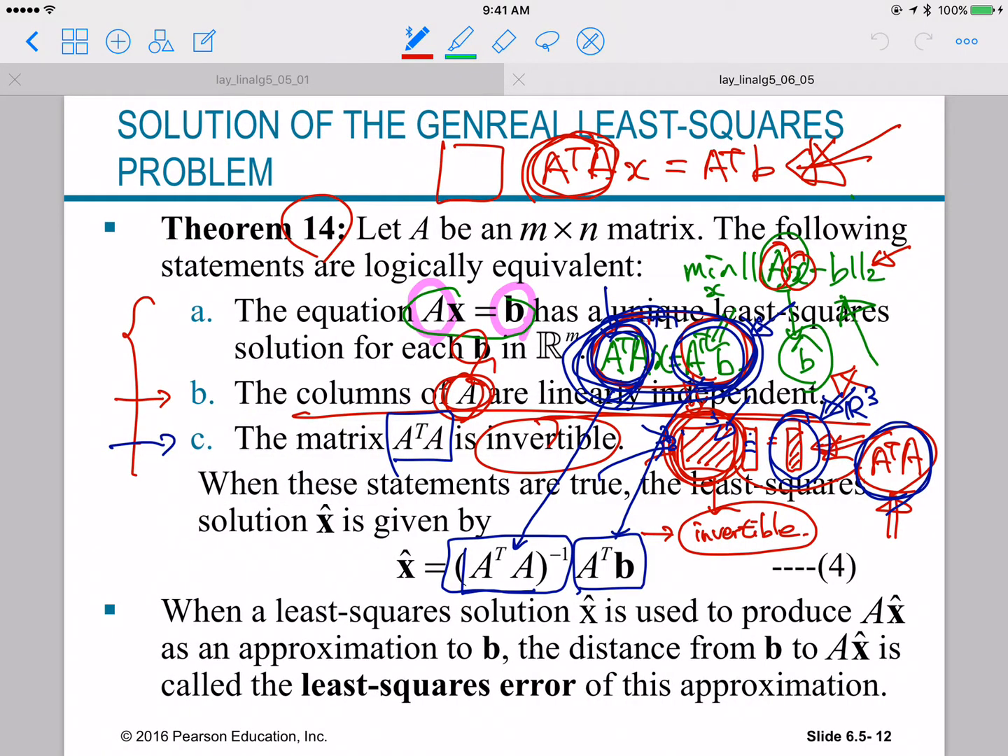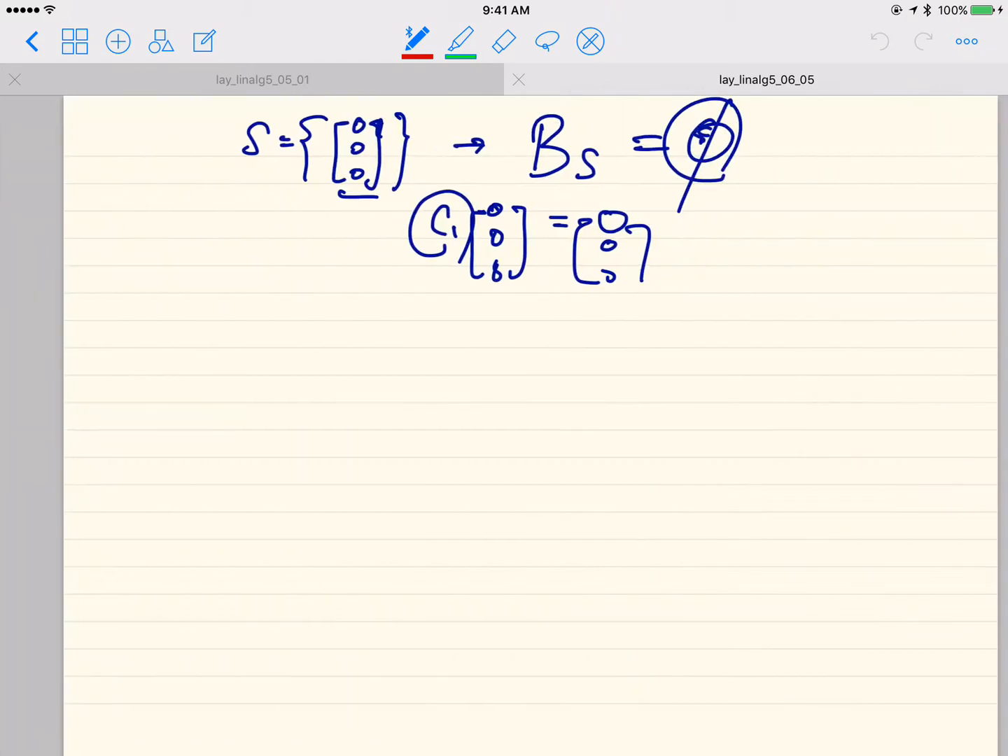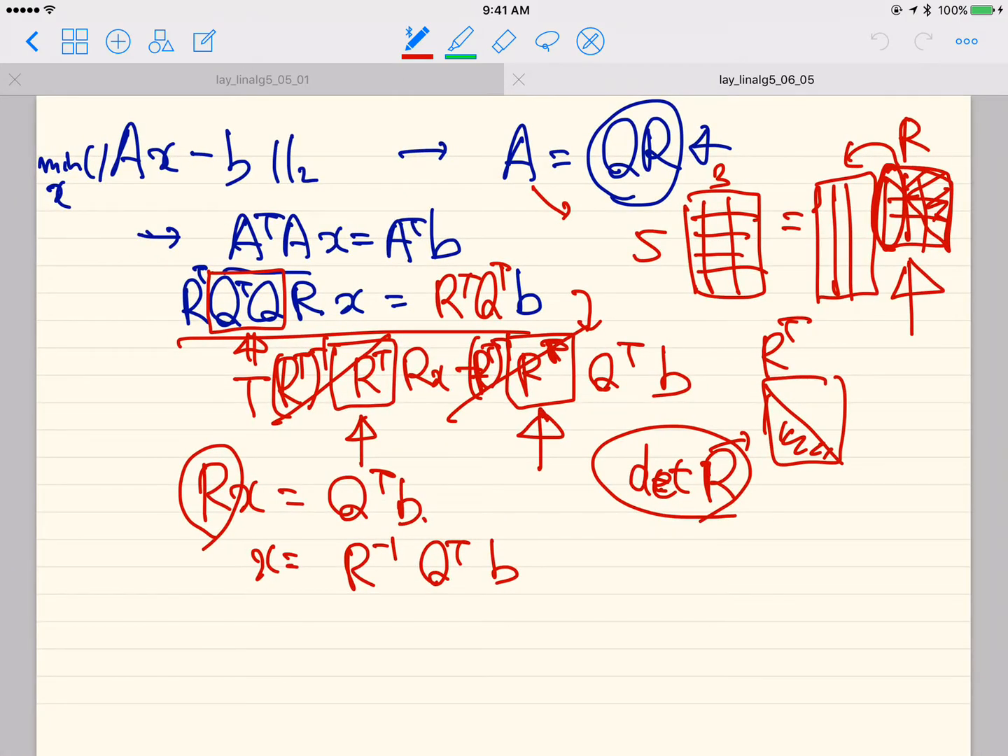You can think about this theorem. The fact that we considered the QR decomposition of A means the columns of A are linearly independent, and so the least squares problem should have a unique solution. And that unique solution is defined by this.